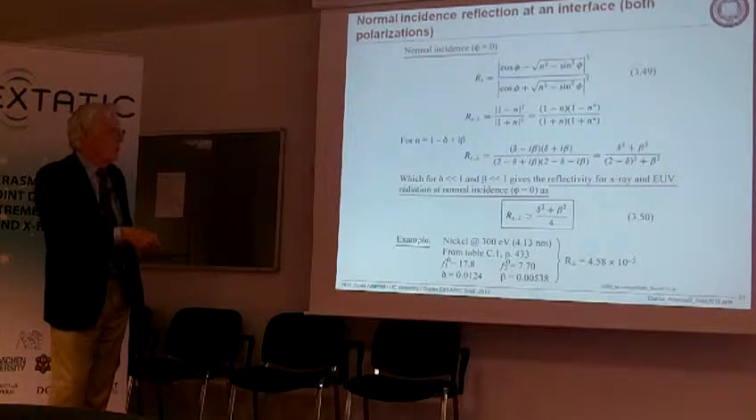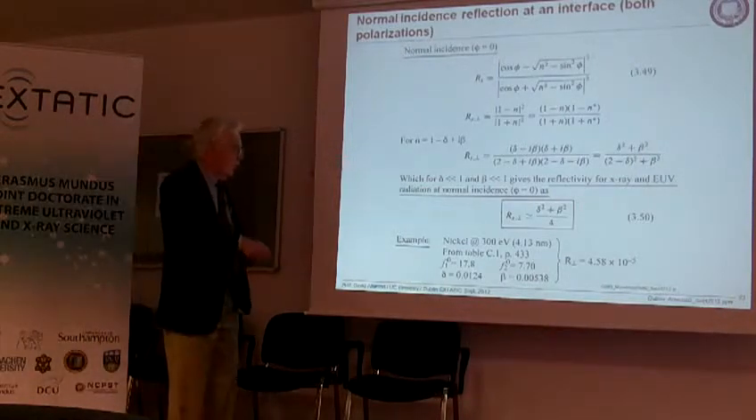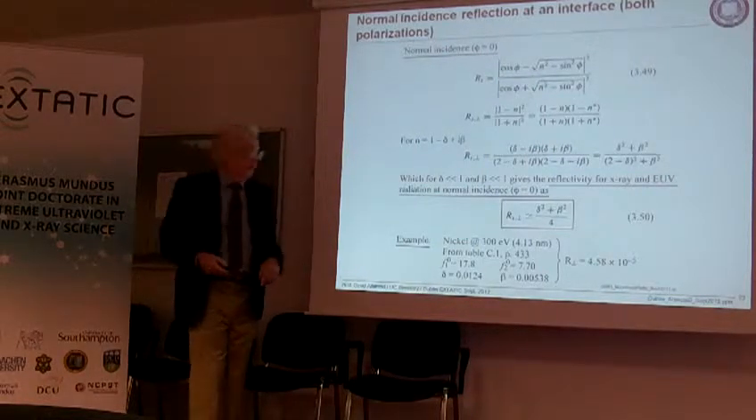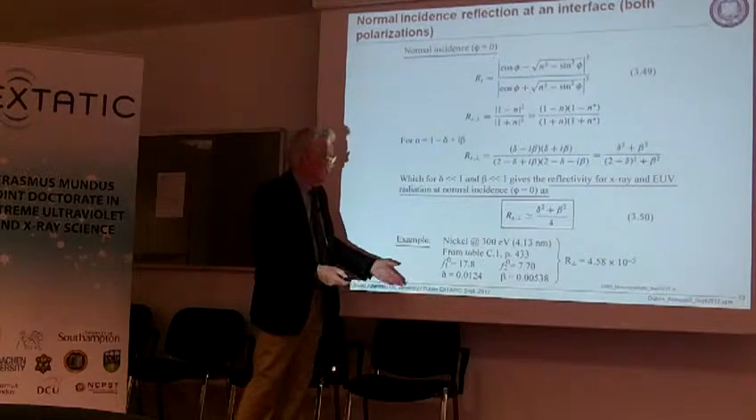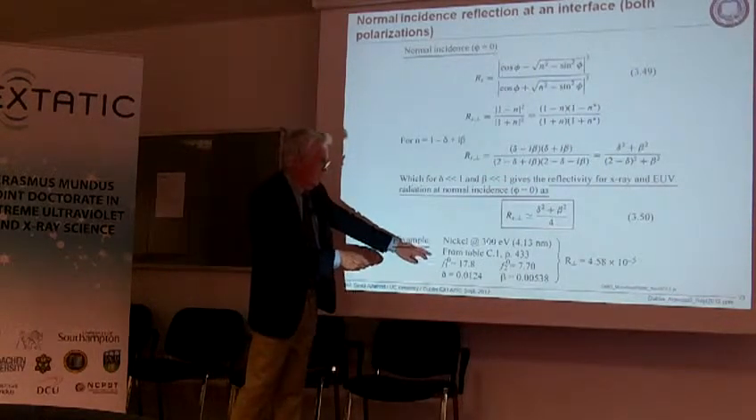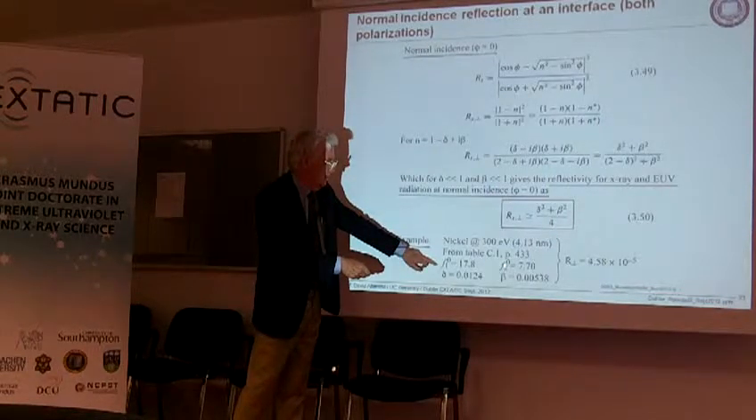So for instance, here's an example. You saw some examples yesterday. If you go to that website I told you about, or if you go to one of the appendices in the back of the book, for a couple of elements, there are some numbers there. But this is nickel at 300 eV. This is F1, and this is F2.